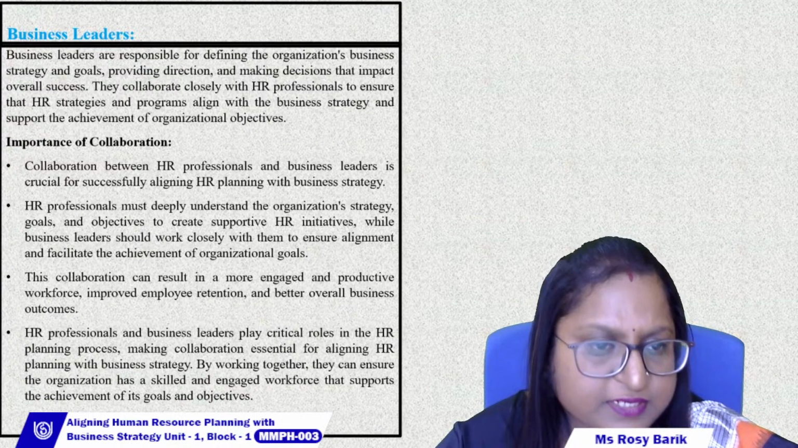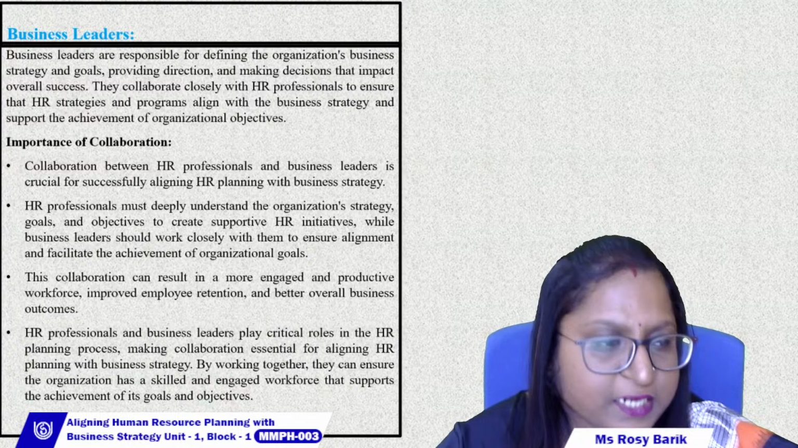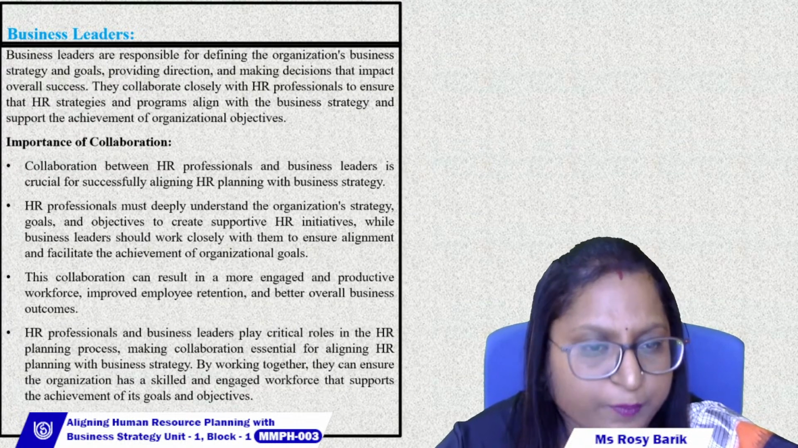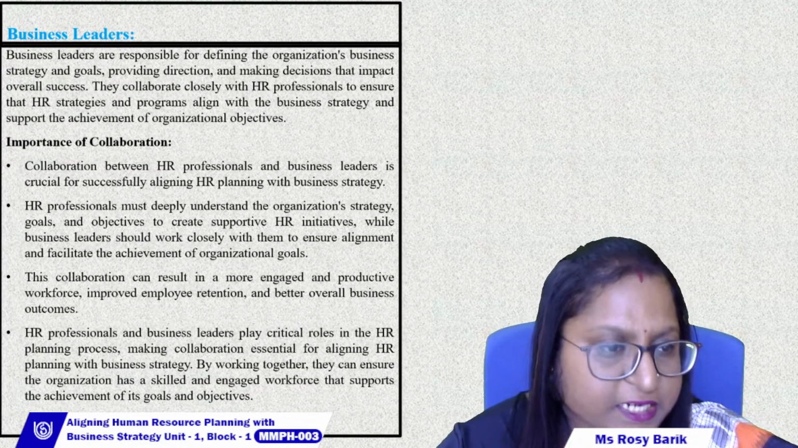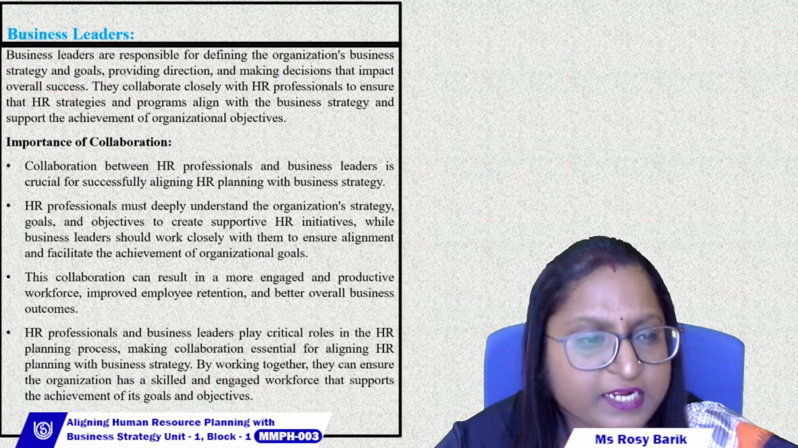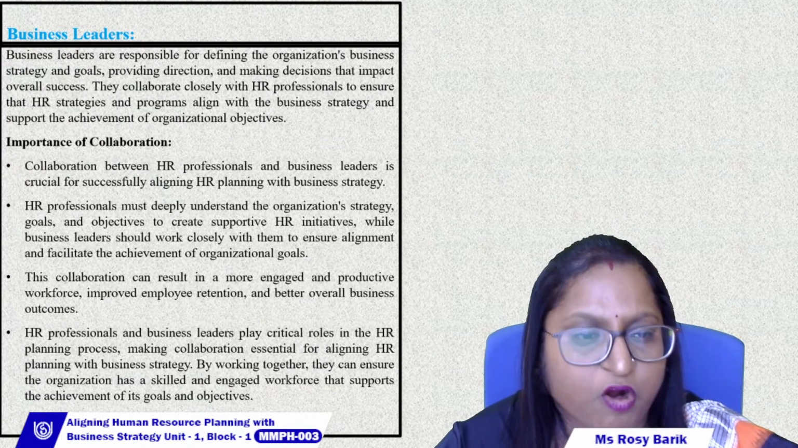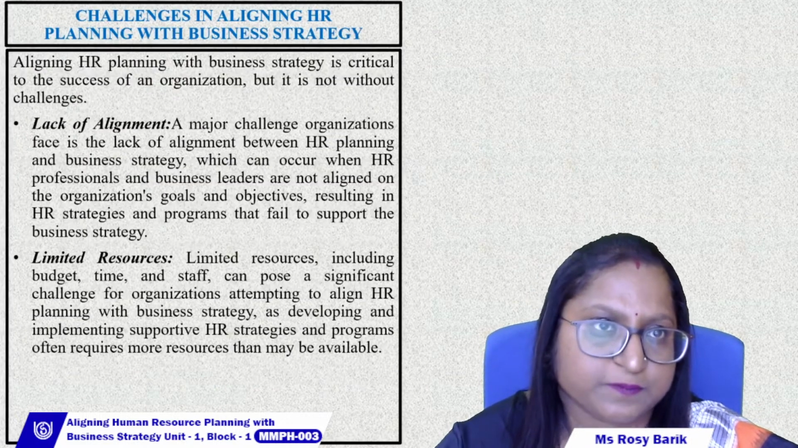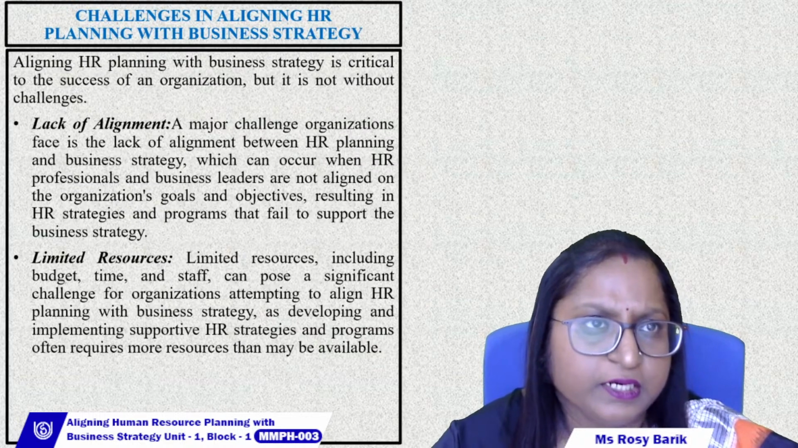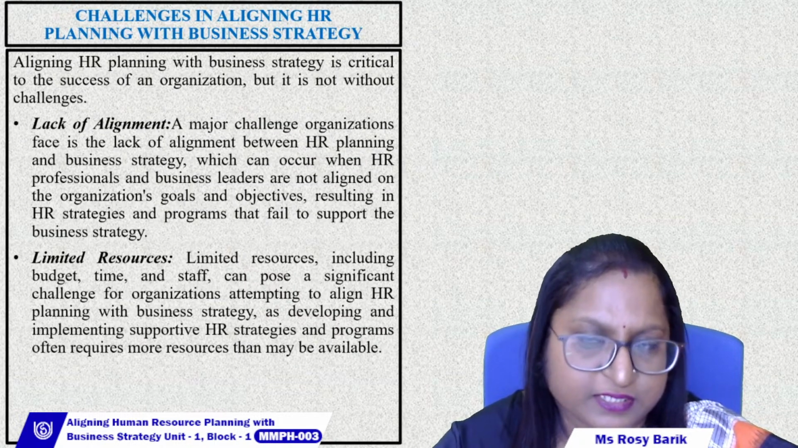So, HR professionals and business leaders play a critical role in the HR planning process, making collaboration essential for aligning HR planning with the business strategy. By working together, they can ensure the organization has a skilled and engaged workforce that supports the achievement of its goals and objectives. So here we will be discussing the challenges in aligning HR planning with the business strategies.